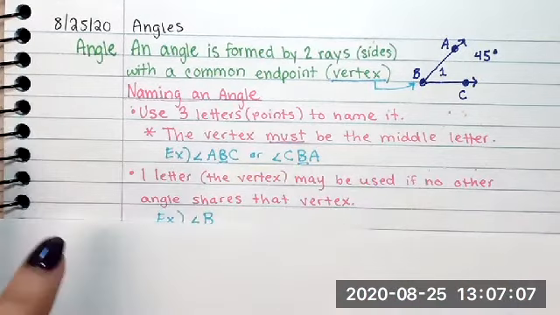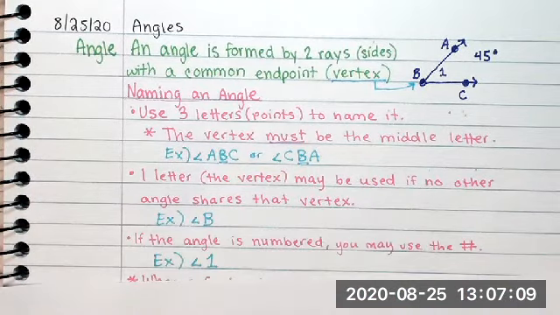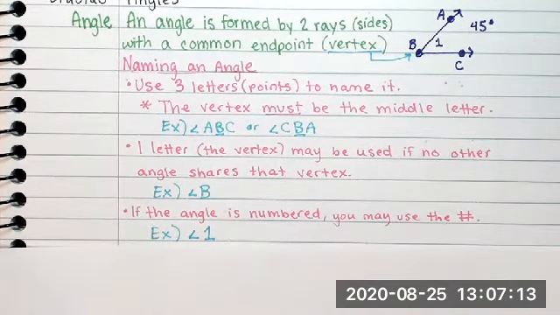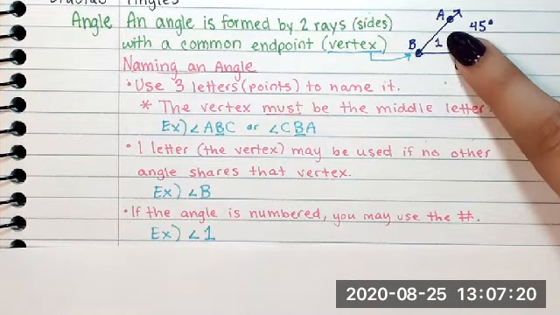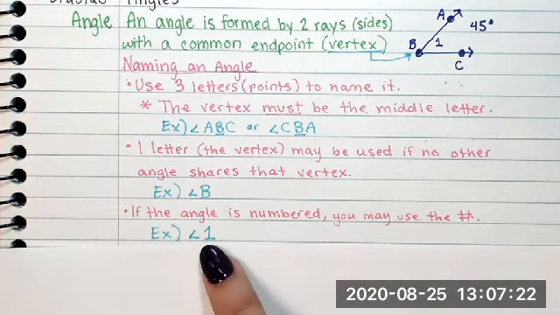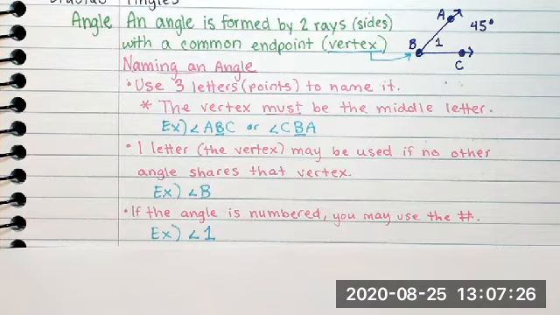All right. The last way that you may see an angle named is by a number, but this only works if the angle is numbered. So in the case above, I numbered it with a number 1, so I could show you angle 1 is another way you may see an angle represented.